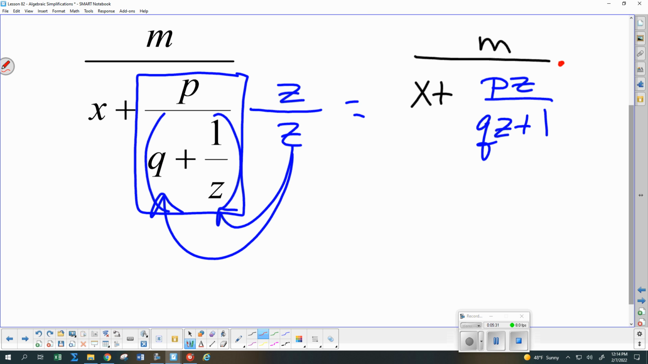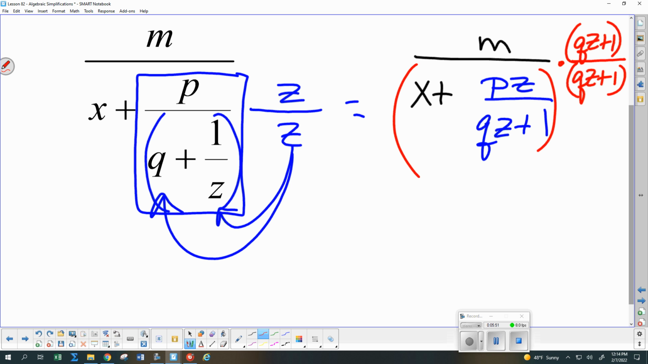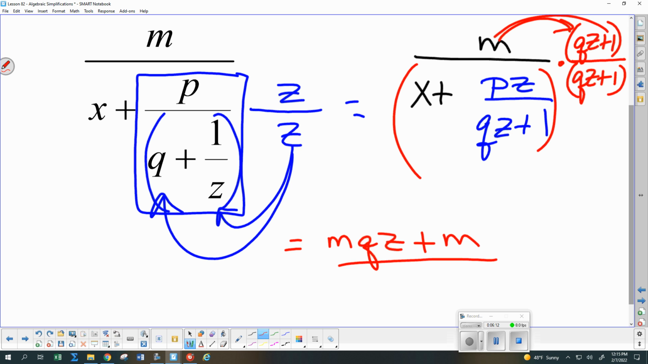Now I've got a fraction inside of a fraction, so I draw a new fraction bar even with the main one. Madeline, what should I multiply this numerator and denominator by? What's my little denominator? Perfect. So we're going to write down the qz plus 1 and the qz plus 1. Has a plus in it, so we're going to get some parentheses around these things. Multiplying the numerator, I have m times the parentheses, so I need to distribute, and I have mqz plus the m times 1 becomes an m.